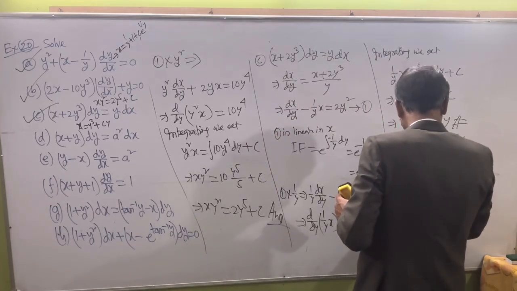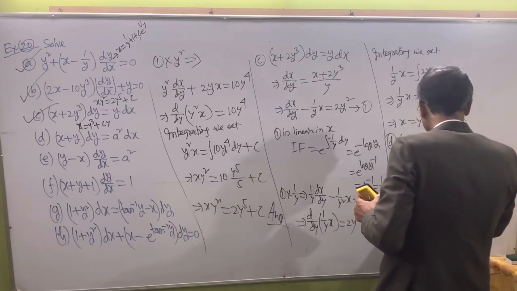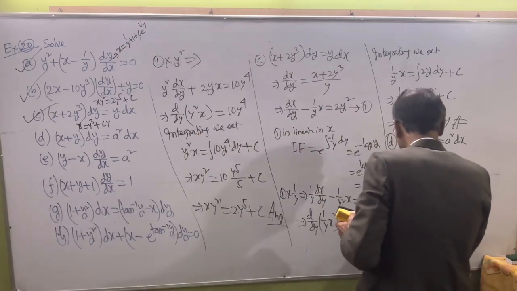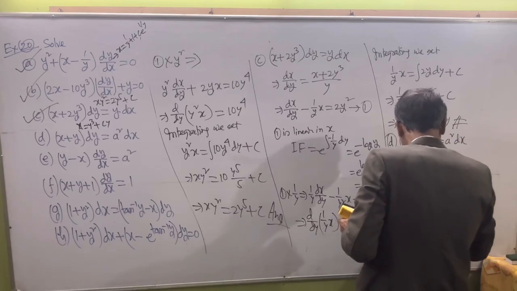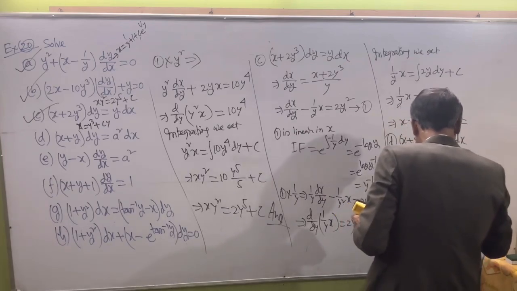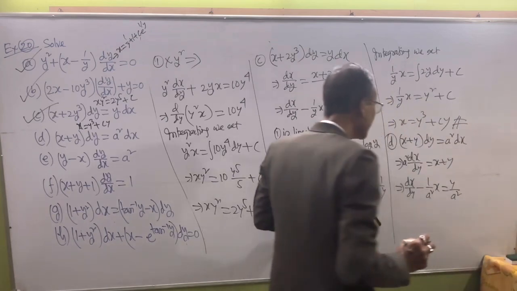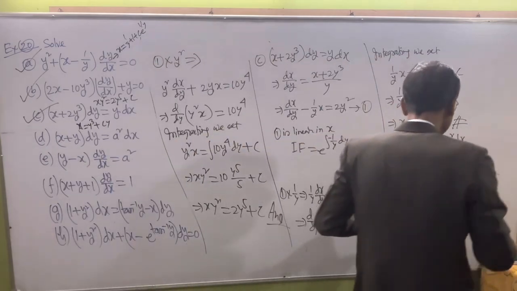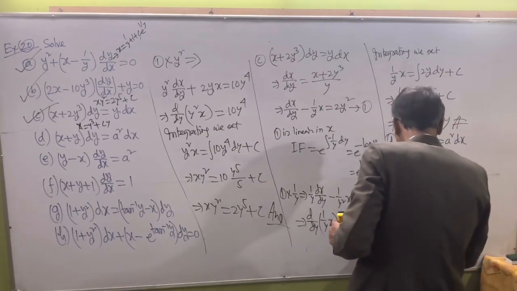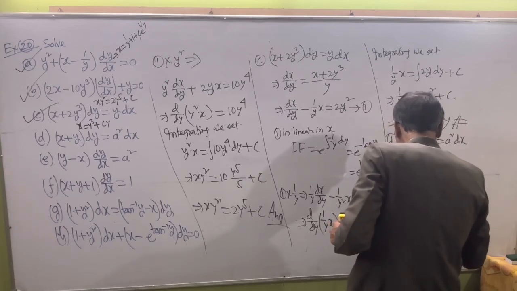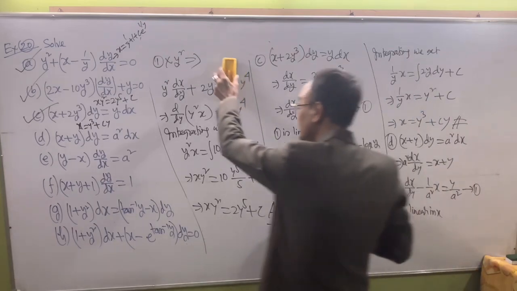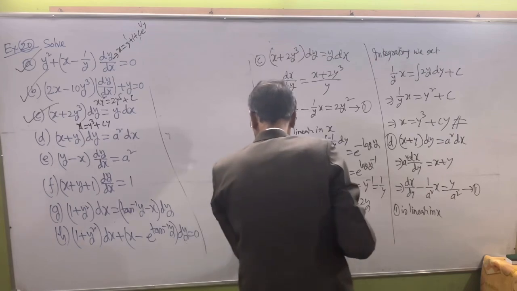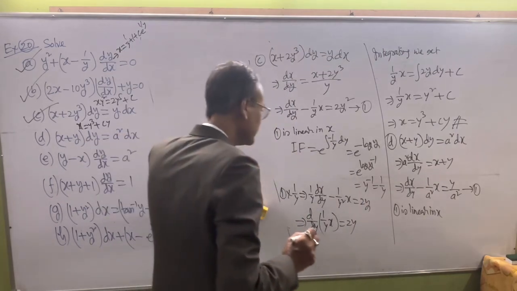dx by dy. Suppose a square dx by dy equal to x plus y. Or you may write here dx by dy minus 1 by a square x equal to y by a square. You may write like this. It is linear. This is linear. Suppose this is number 1. One is linear in x.